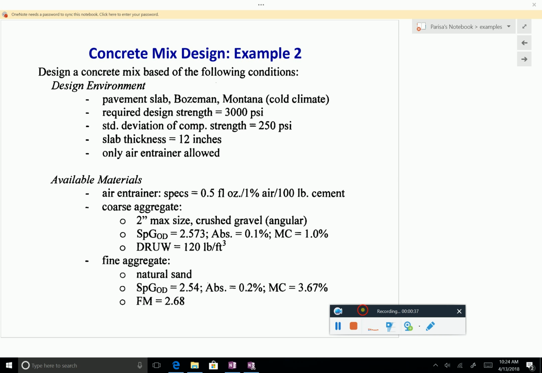So it's a pavement slab in Montana, cold climate, I guess. Design strength is 3,000, and a standard deviation is also given. Slab thickness is 12 inches. So this looks like an unreinforced concrete slab, right? There is nothing about reinforcement, so.